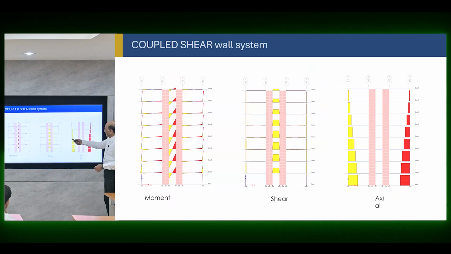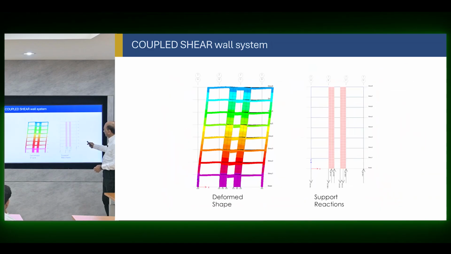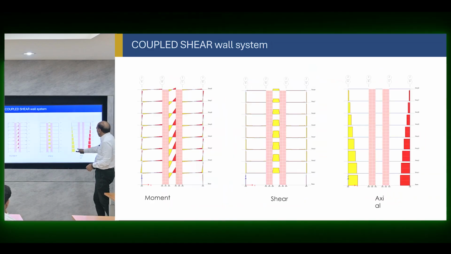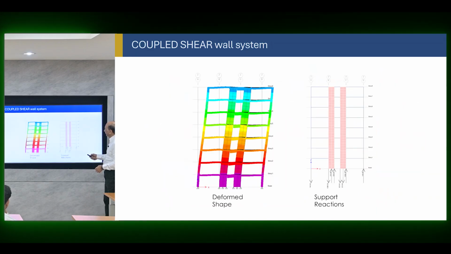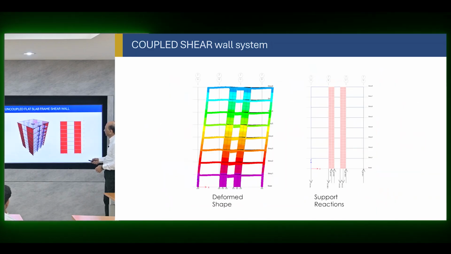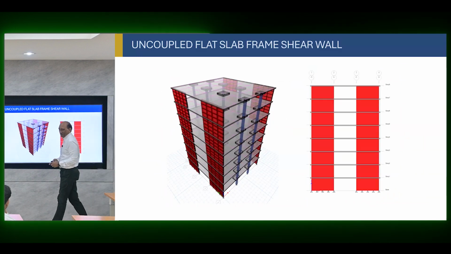So the same thing goes here. The force is increased, and you look at how the tension and compression moved outside completely because of that coupling. So coupled shear wall systems, and that same story. Now, this is a completely uncoupled system.